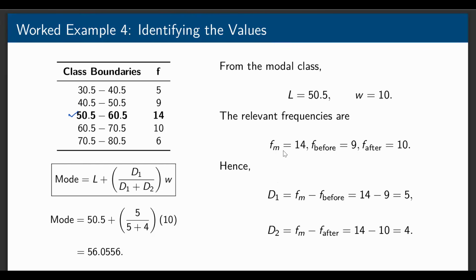Now we must know the frequency of the modal class, which is 14. Frequency of the class before it, which is this one, the frequency is 9. And then the class after it is this, the frequency is 10. So F after is 10. We know that D1 is Fm minus F before, so we have 14 minus 9 equals 5. D2 is Fm minus F after, which is equal to 14 minus 10 equals 4. So now that I have my L, W, D1, and D2, I just fix everything into the formula, and then I go ahead and calculate to get my final answer as 56.0556.